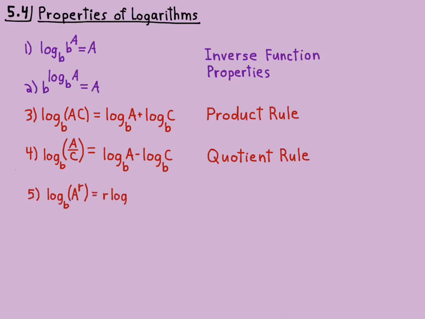Then there's log base b of a to the r, and the exponent r is on the inside of the log. That becomes multiplication outside. So that is called the power rule, or exponent rule, I guess they call it here. The exponent rule for logarithms. So you have to know these three. Very, very important. We use them all the time.